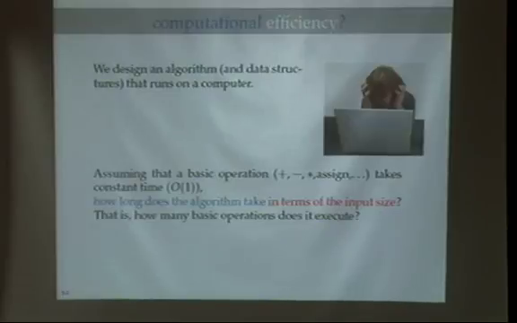Basic operations mean addition, subtraction, multiplication, assignment, load, or something like that. Those kinds of things are called basic operations. So you simply count the number of basic operations there. Then we can compare two algorithms: which one is faster, which one is more efficient, depending on the number of basic operations.